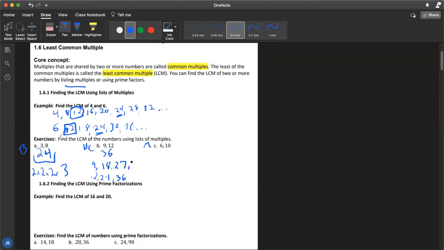9 times 4 equals 36. So the common multiple is 36. Awesome. Great job, Nicole. Thank you.